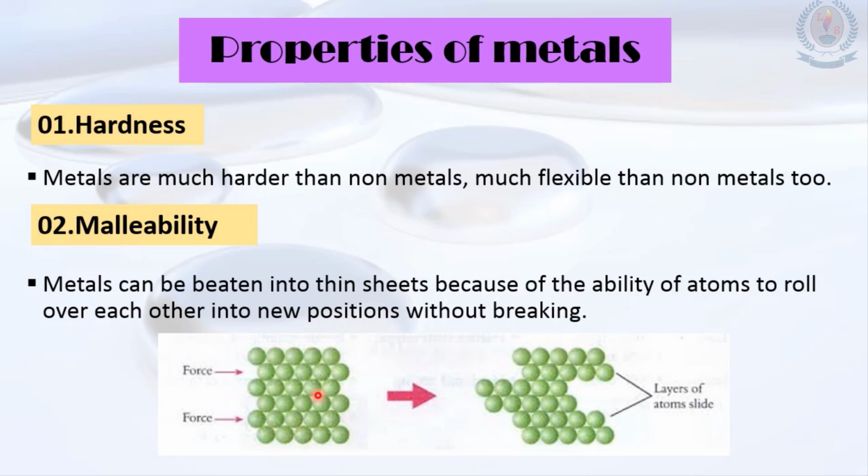So here in this diagram you can see forces being applied to the metal from two different positions. What happens when these forces are applied? It is something like pushing these atoms from here, right? Then what happens? Those atom layers slightly move forward and make a new position without breaking the metal. So we call that property malleability.